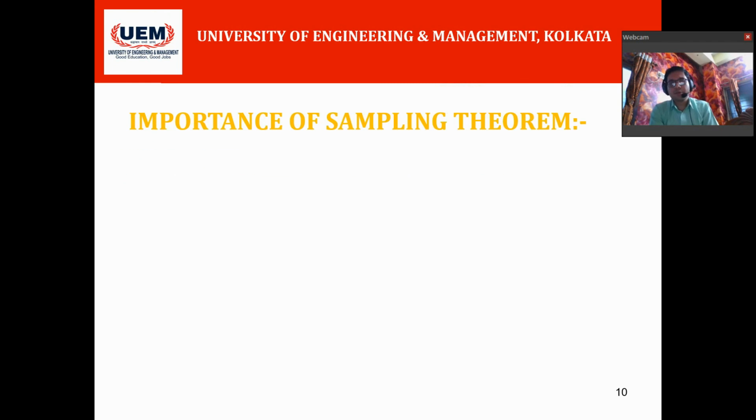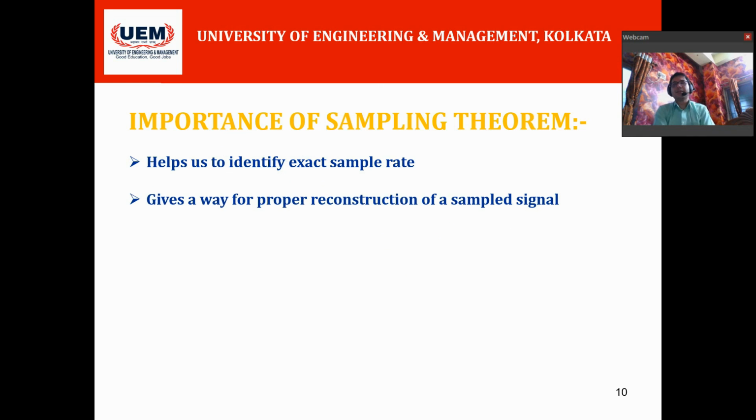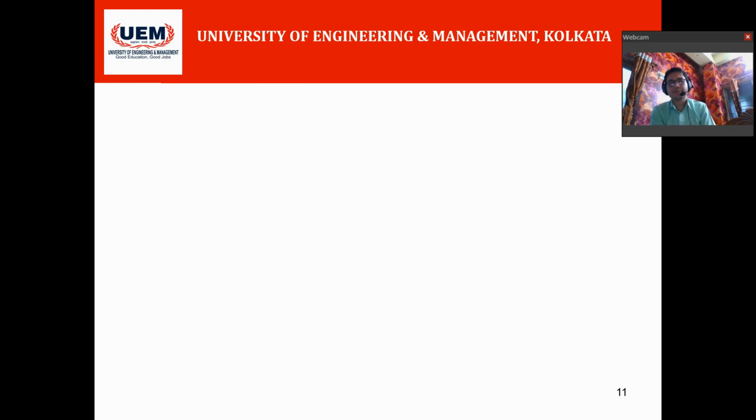So what is the importance of the sampling theorem? Most important, it helps us to identify the exact sampling rate. It gives the way for proper reconstruction of a sampled signal. It gives a benchmark as to at what rate we must sample the signal in order to get it back.